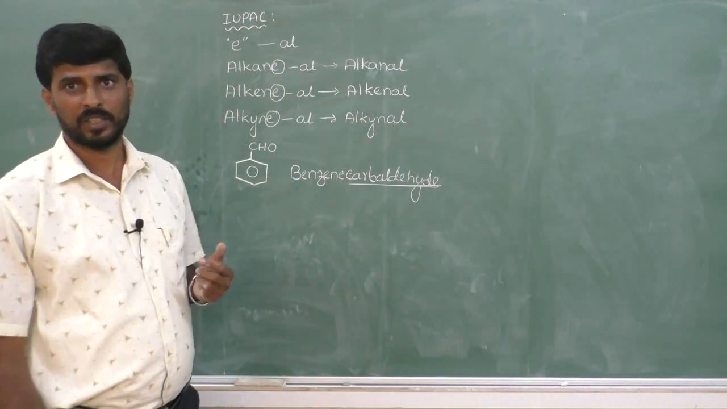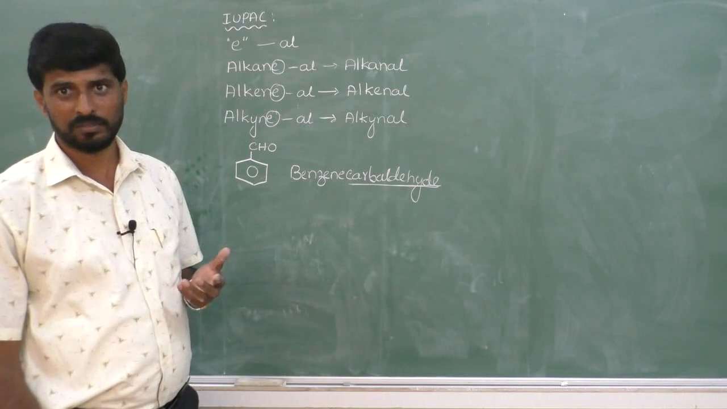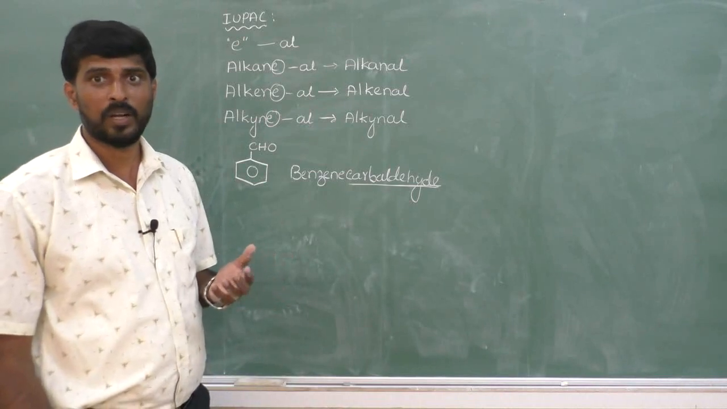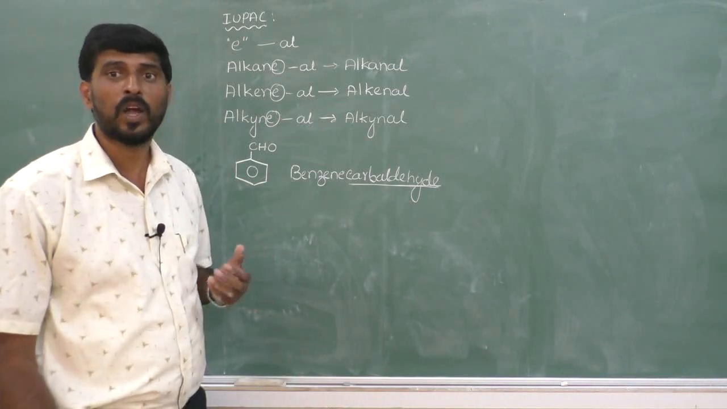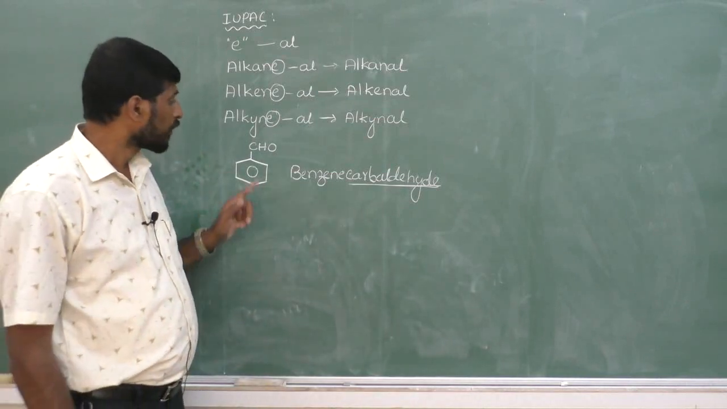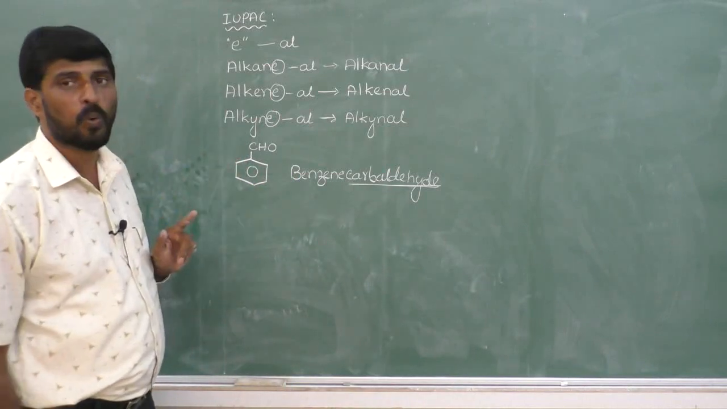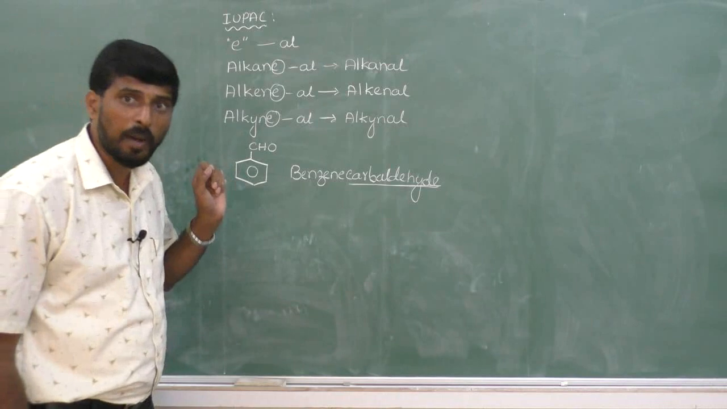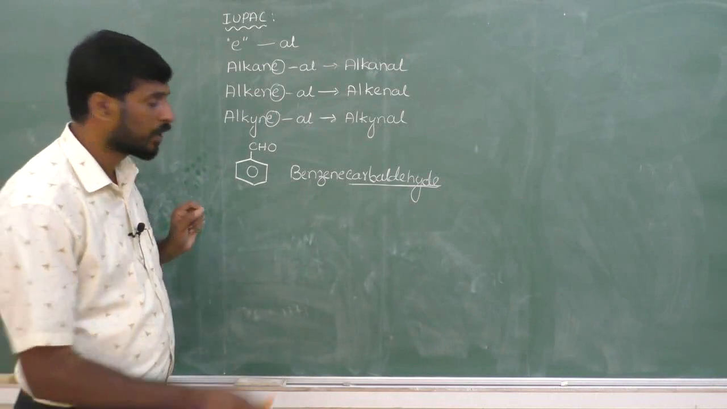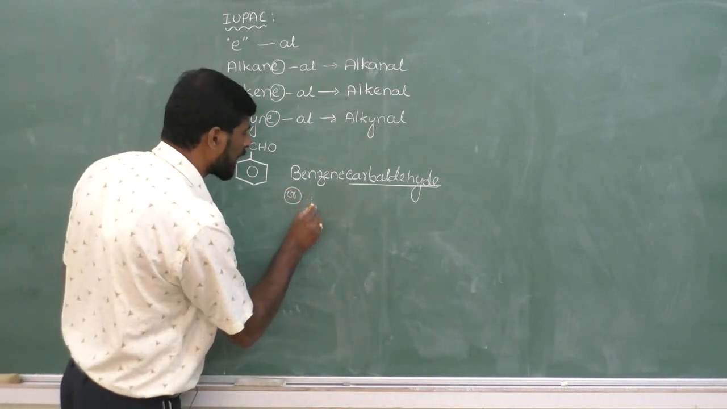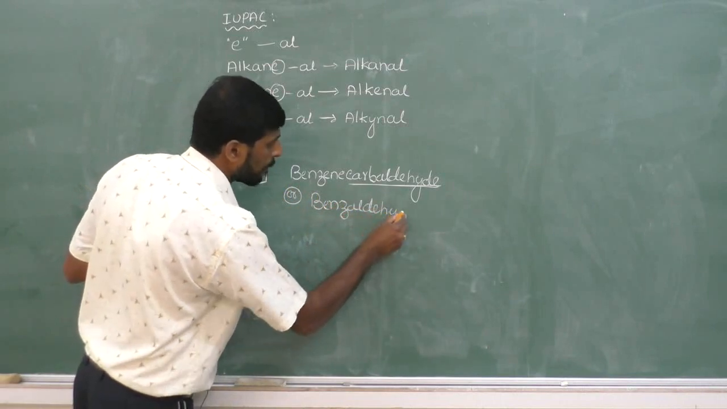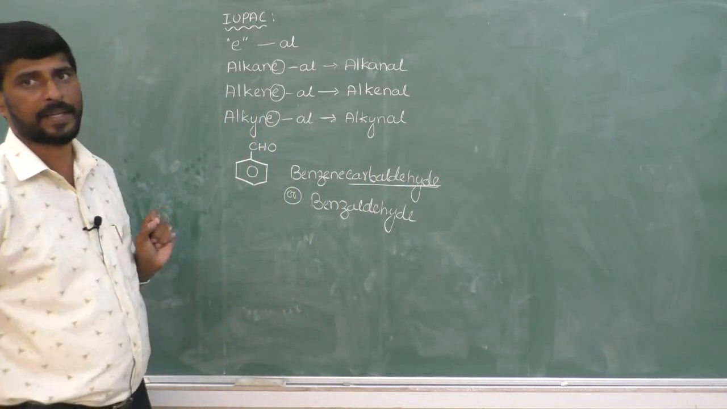Sometimes you know that your nickname is very popular in your place. No one knows your exact name, but your nickname is very popular. That's why all are calling you by that nickname. Like that, here also, this is C6H5CHO. It's benzaldehyde. It's a common name. Even though it is a common name, it is retained in the IUPAC system. Therefore, it is also called benzaldehyde because of its popularity.